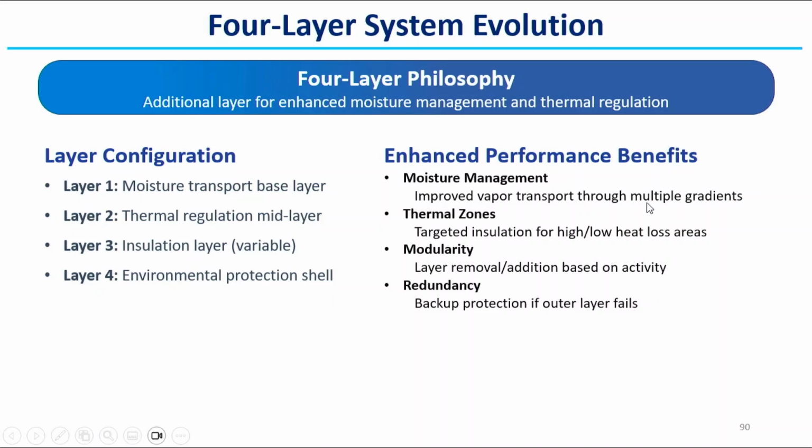Moisture management performance: improved vapor transmission through multiple gradients, we create the multiple gradients, and thermal targeted insulation from high to low heat loss areas. So, at different thermal zones we can target where high heat loss or low heat loss is required, and at that zone we can use the insulation layer, that is the 4th layer. Modularity: this insulation layer can be removed or added depending on the application. The 4 layer systems are used even for other mechanical protection applications, so this variable layer is also used.